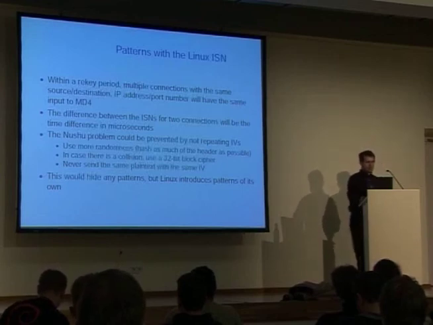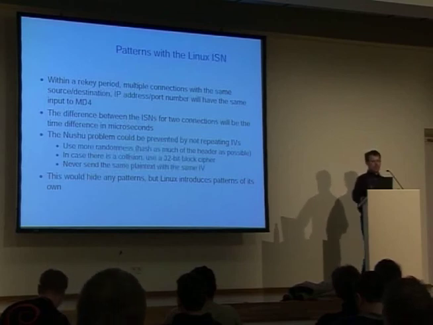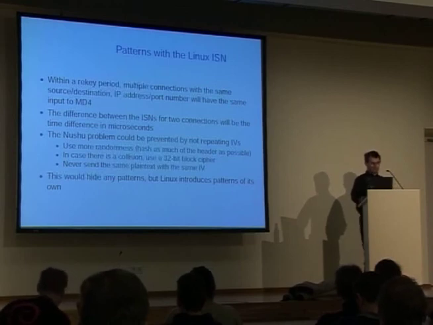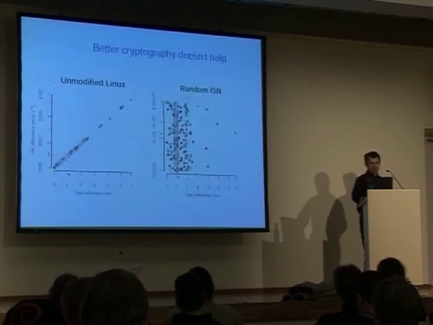That means that even if you fix the problems that Nushu had, adding a bit more randomness, and if you ever see you're going to send the same data with the same initialization vector, you do something different, then you'll never have the collisions that I showed before, but it will look random, but Linux doesn't look random.